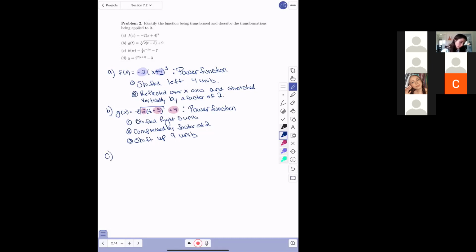Okay. Problem C, we have h of w equal to 1 over 4 times e to the power of negative 2w minus 7. All right, we have this 1/4, this negative 2, this negative 7. What type of function is the parent function? Exponential. Good. Okay, so now let's go in our order of operations. Do we have any horizontal shifting happening?